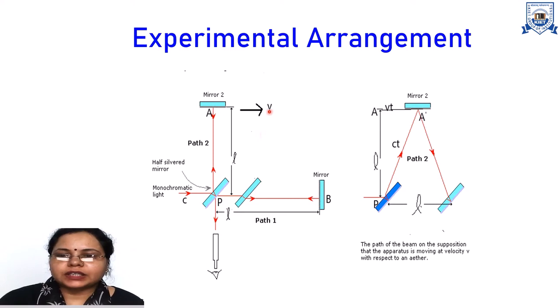If the earth is stationary with respect to ether, then the scenario is this: the reflected ray goes towards mirror M2 and comes back to the plate P. Similarly, the refracted ray goes towards mirror M1 and comes back to the plate P, and they are superimposed on each other and we get an interference pattern in the telescope.